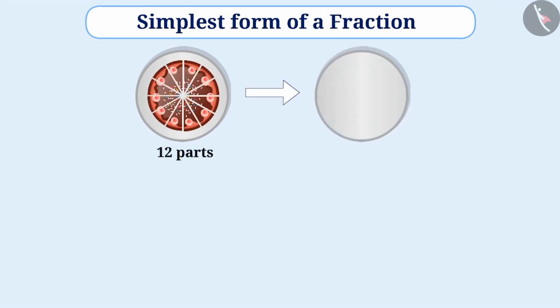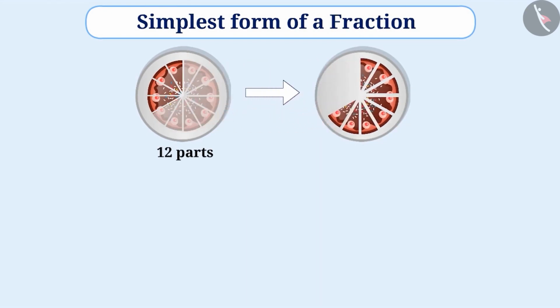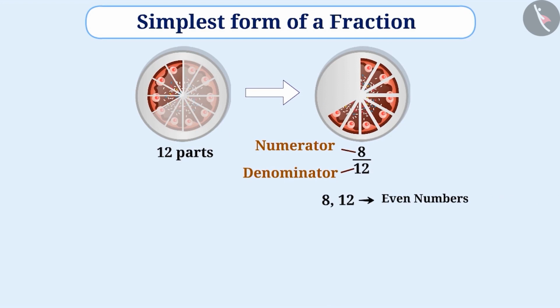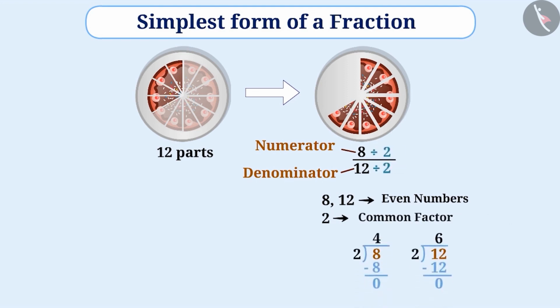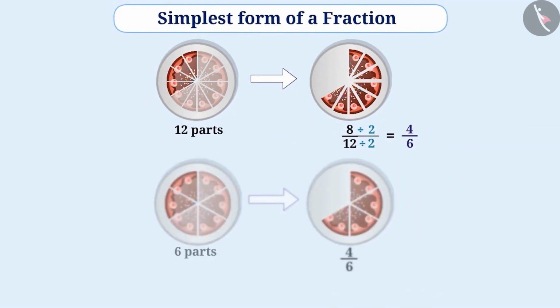Now let's understand what is the simplest form of a fraction. Suppose there is a cake and we have to divide it into 12 equal parts. If we take out 8 parts from it, then the fraction represented by the parts taken is written as 8/12. Here, the numerator is 8 and the denominator 12. Since both numbers are even, therefore, 2 is the common factor of these two numbers. If we divide 8 and 12 by 2, then we will get the equivalent fraction of 8/12 as 4/6, which can be represented like this.